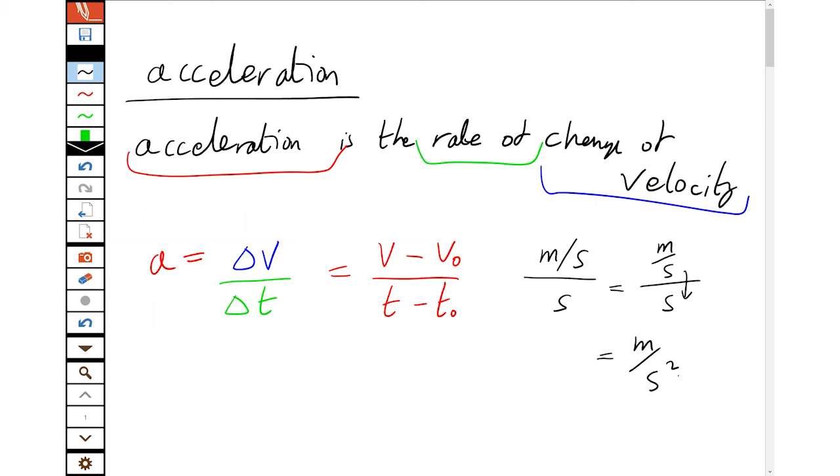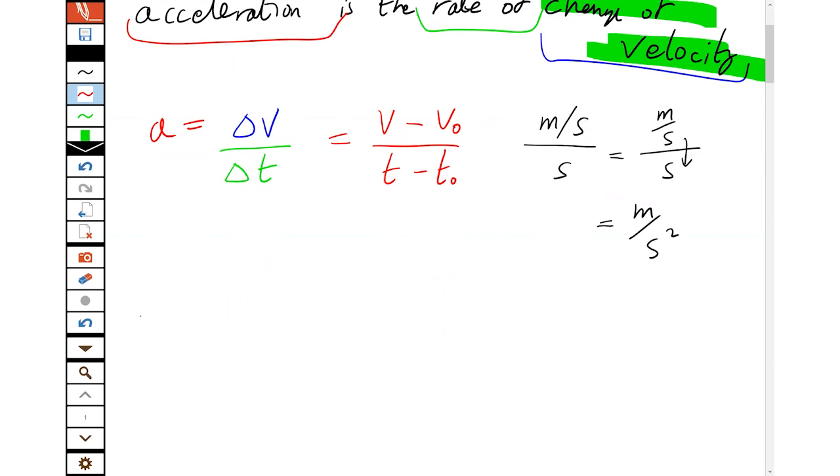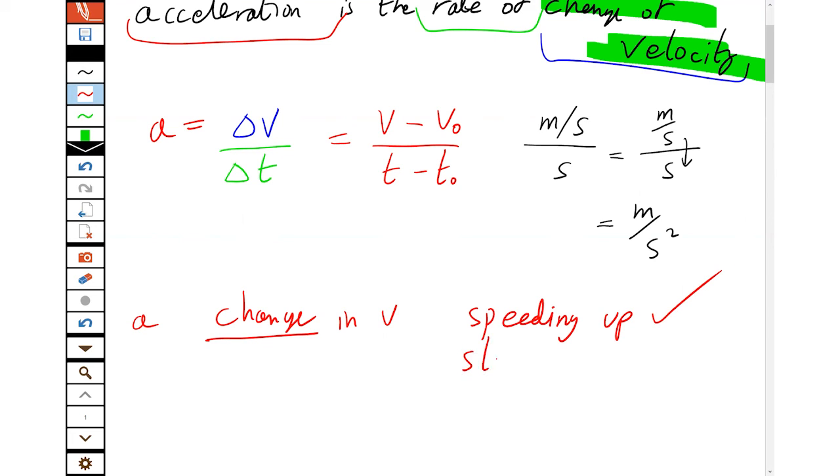Now there's a little key thing here about the acceleration. It's to do with changes in velocity. Now conversationally, we think of acceleration as getting faster, and that is a change in velocity. But acceleration deals with any change in velocity. So speeding up is an acceleration. Slowing down is also an acceleration. It's just an acceleration opposite in direction to the velocity you're going.